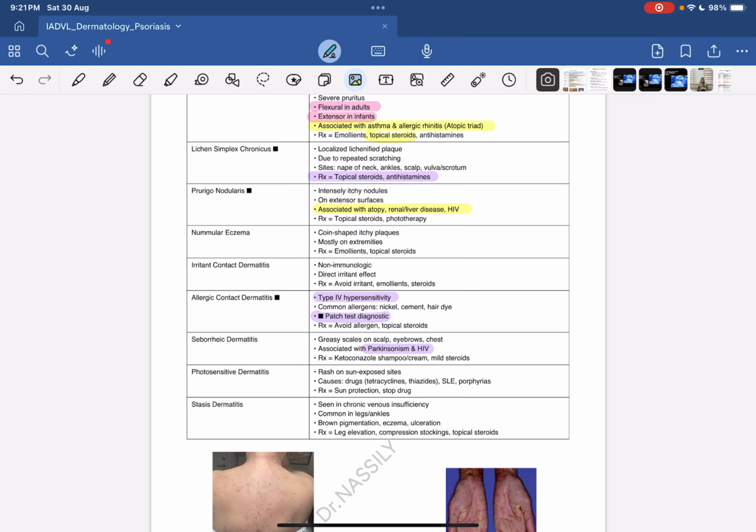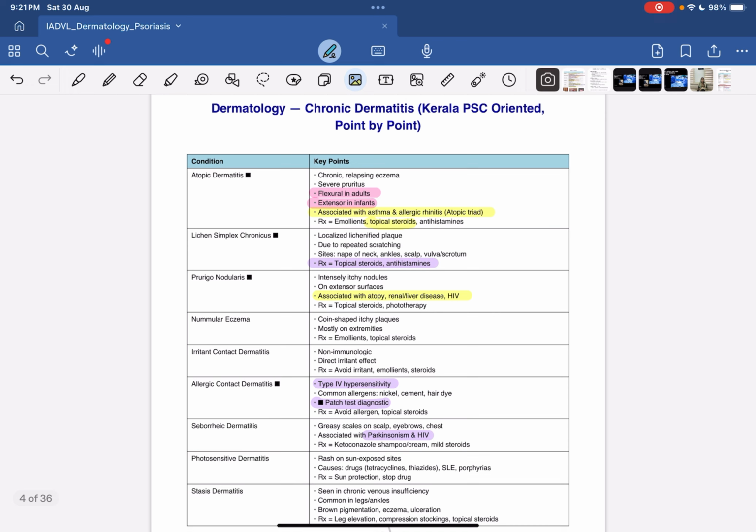Stasis dermatitis is seen in chronic venous insufficiency. It is common in the legs and ankles, and there will be brown pigmentation, eczema, ulceration. Treatment is leg elevation, compression stockings, and topical steroids. So, in short, in dermatitis, the mainstay of treatment is to avoid the irritant or contact, emollients, and topical steroids.